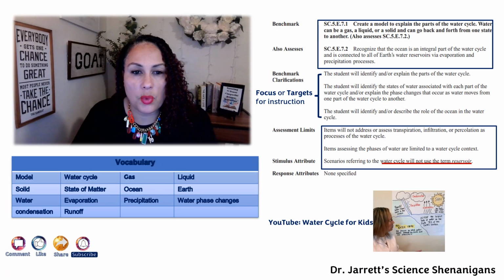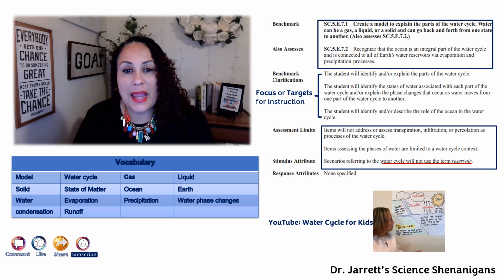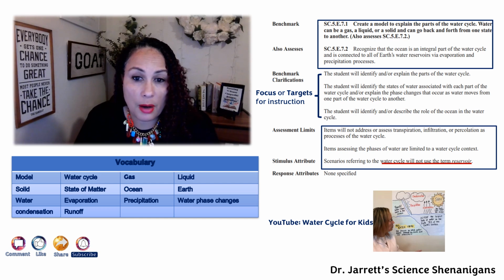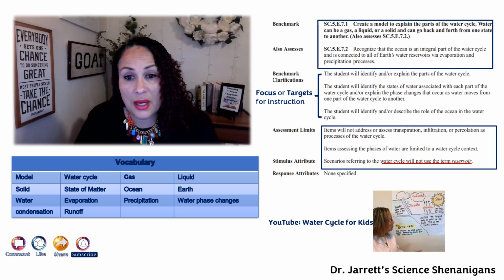So the benchmark that we're working on right now is SC.5.E.7.1. Create a model to explain the parts of the water cycle. Water can be a gas, a liquid, or a solid and go back and forth between one state or another. Also assessed as benchmark is SC.5.E.7.2. That benchmark recognizes that the ocean is an integral part of the water cycle and is connected to all Earth's water reservoirs via evaporation and precipitation.